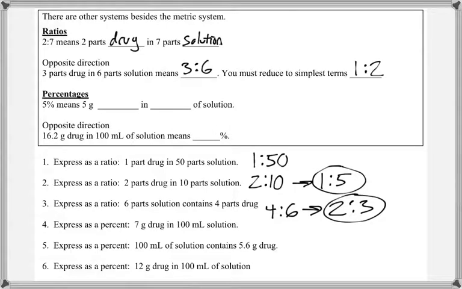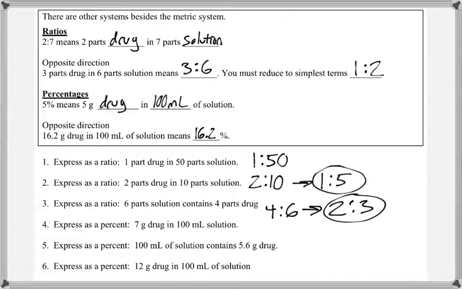Another system is percentages. So in this class, if you see 5%, that means 5 grams of drug in 100 milliliters of solution. So this is a lot of information that we can really express by just saying 5%. And then again, in the opposite direction, if you have 16.2 grams of drug in 100 milliliters of solution, you can either say it like this, or you can just say 16.2%, and that means the same thing as all of that.